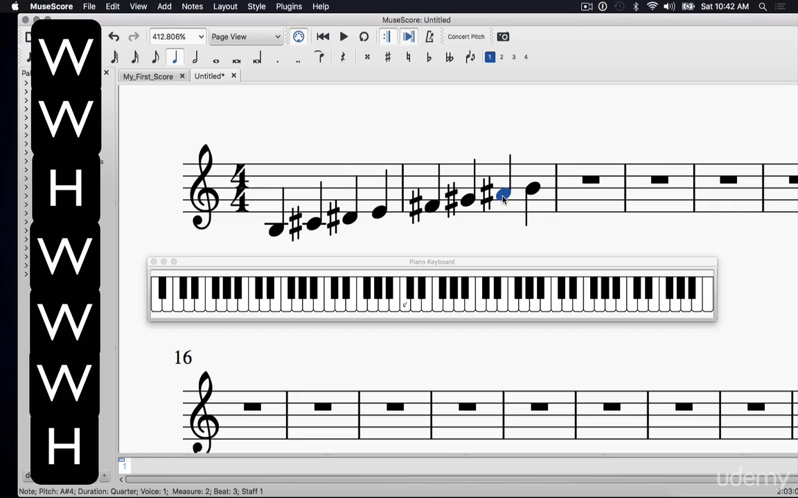Okay, next, let's dive into a little bit of terminology so we can kind of dissect what we have here, what we have in our major scale.